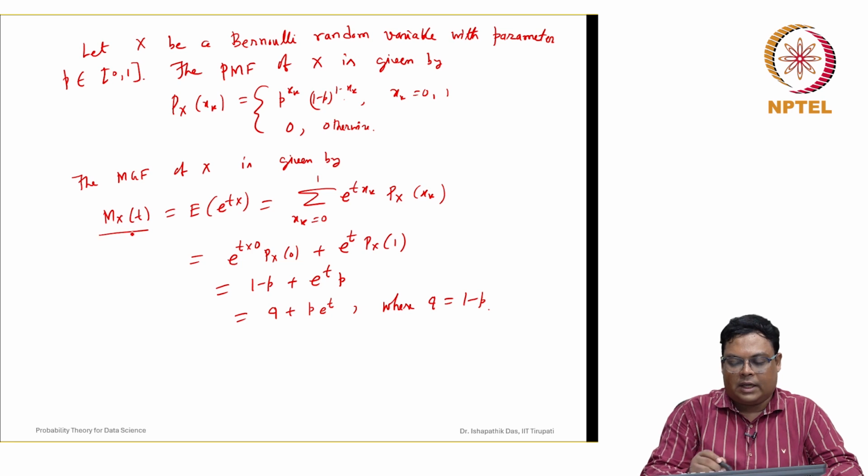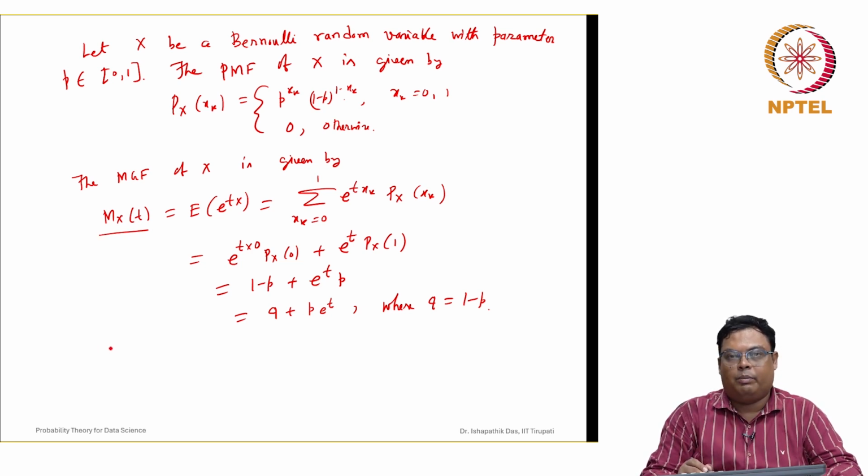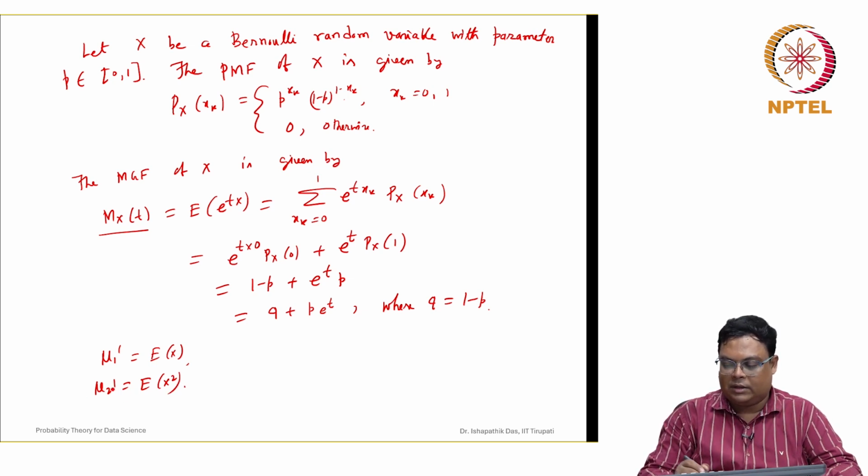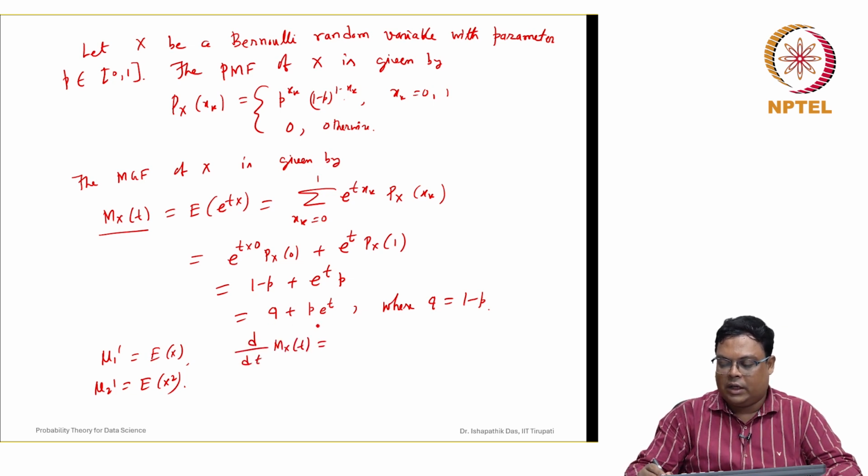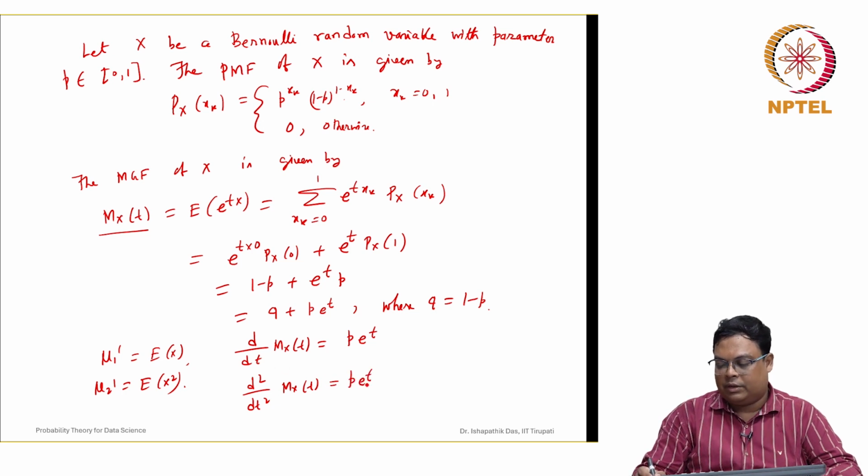Now using M_X(t) we want to find the mean, mu1 dash, which is the expected value of X, and also mu2 dash, because we have to find the variance. We want to find these two, then using the formula of variance we can find the variance. First we differentiate the moment generating function with respect to t. It is q + p e^t, so the derivative will be p e^t. The second time we differentiate, d²/dt² M_X(t), this is also the same, p e^t. Even the rth order derivative will not change.